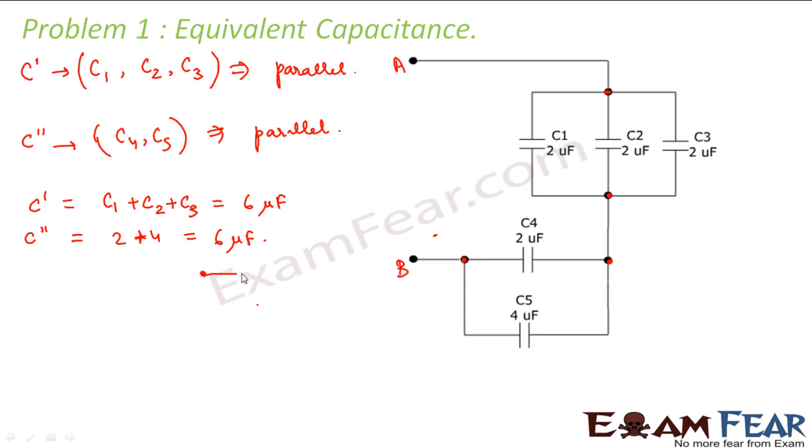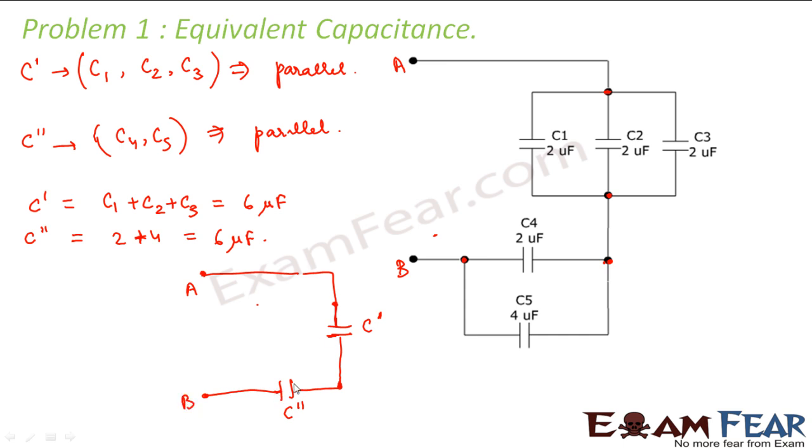Now I can draw the circuit like this. This is my A. From A, we reach this point, and instead of drawing these 3 capacitors, we can just draw C dash, because C dash is the equivalent capacitance of these 3. Then again I go down, I reach this point. Instead of drawing these 2 capacitors, I just draw C double dash, and I finally end at point B.